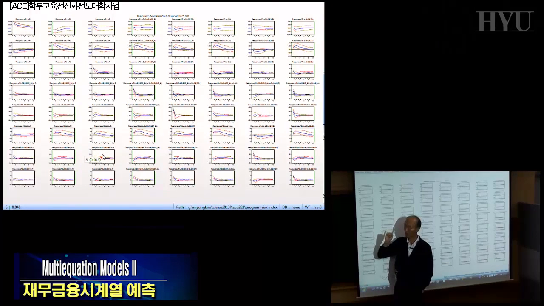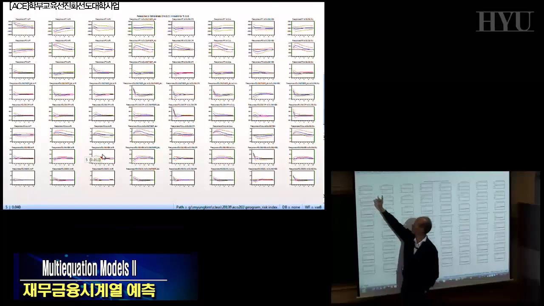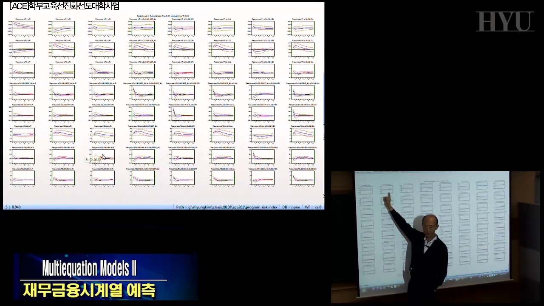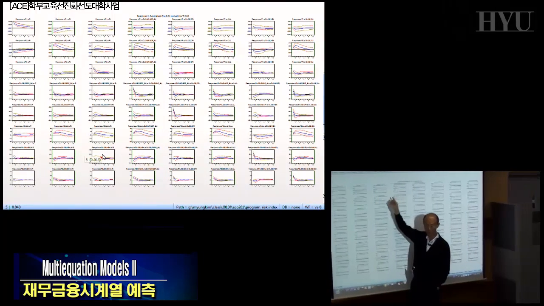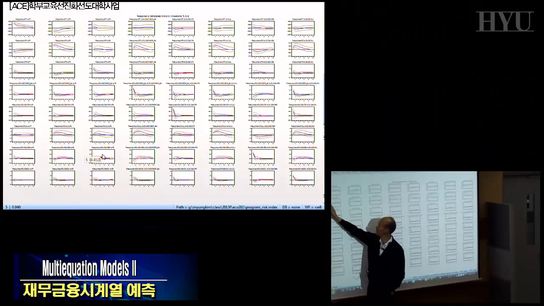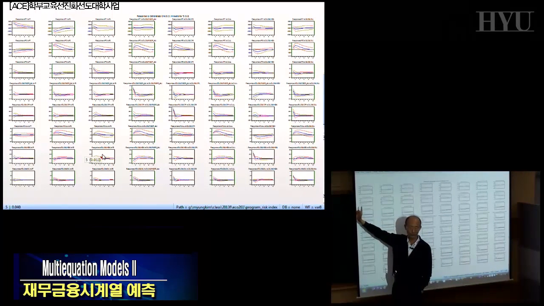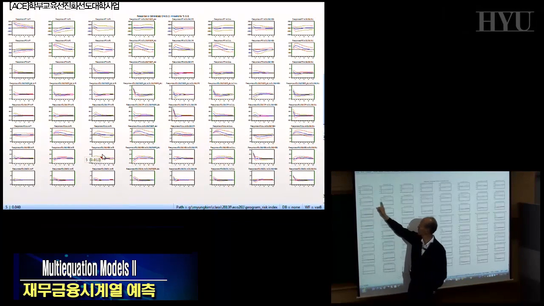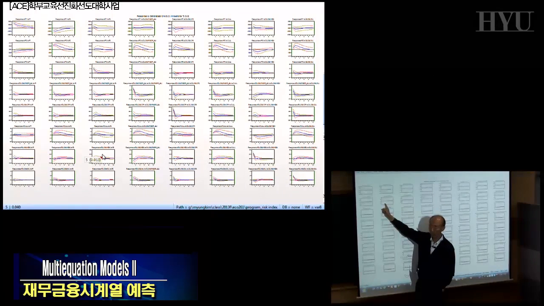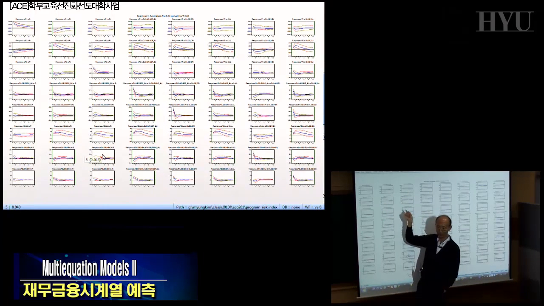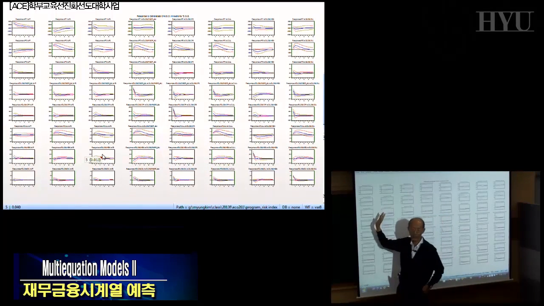The shock to the first variable will affect the second variable in the negative direction, but it will dissipate, right? And so on. What this graph means is the shock to the second variable and its effect on the first variable, the second variable, and the third variable, and so on. Okay? Then how to calculate this thing?